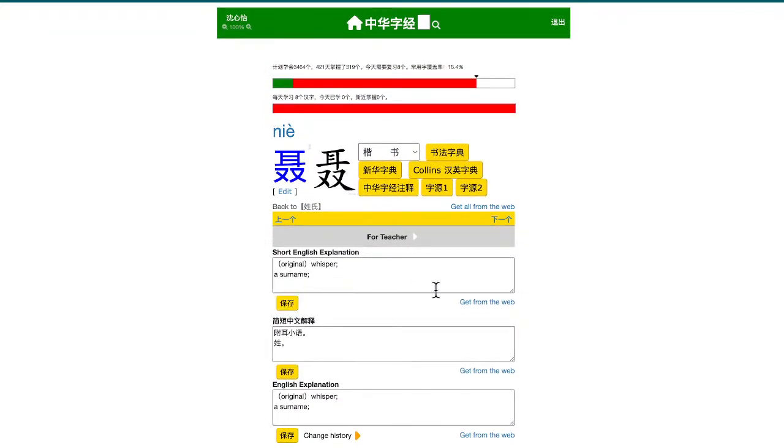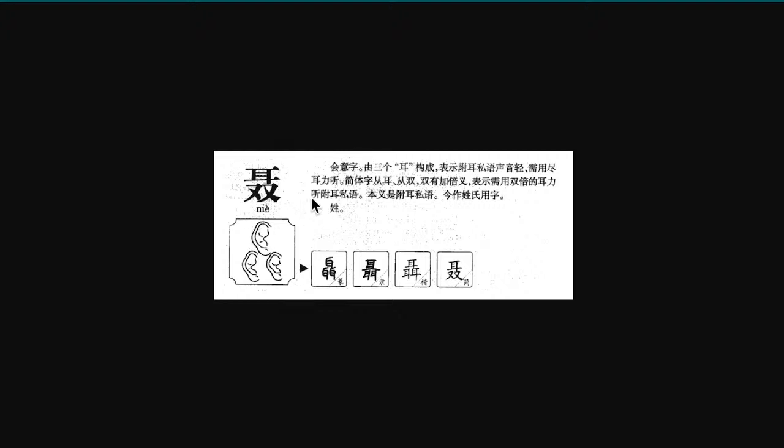Let's take a look at that. The original form is three ears put together. This is because you whisper so quietly that I have to have many ears in order to hear that. That's what it means. That's 聂.